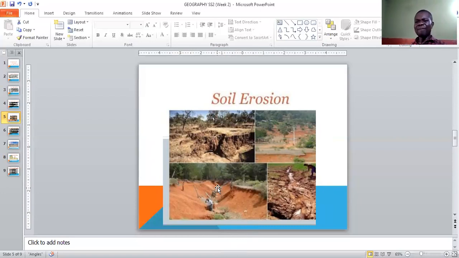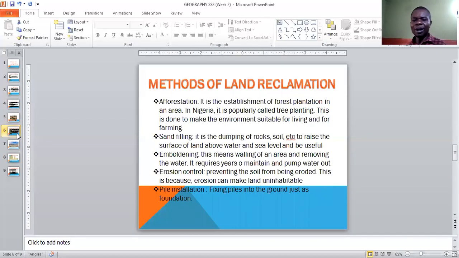It doesn't matter if you don't have big money to do that. You can control it using your manual tools, like the cutlass and the hoe. You channel the erosion and it will go away. That is the erosion control method.